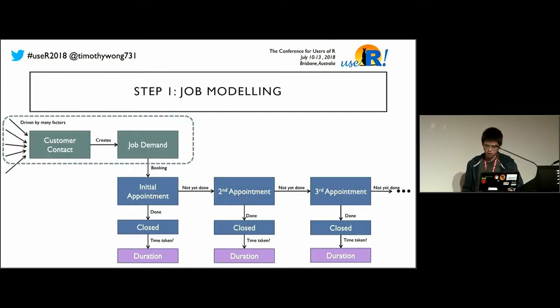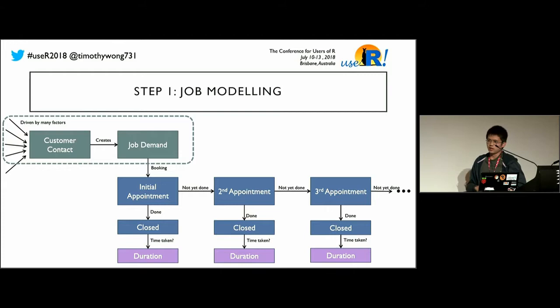Let's go through the algorithm very briefly. Step number one is about job modeling. So what is a job? A job is a broken boiler, a broken device, something that requires attention. And in this case, we are dealing with gas boilers, as I said before.